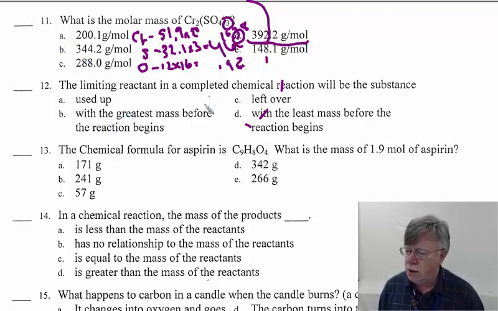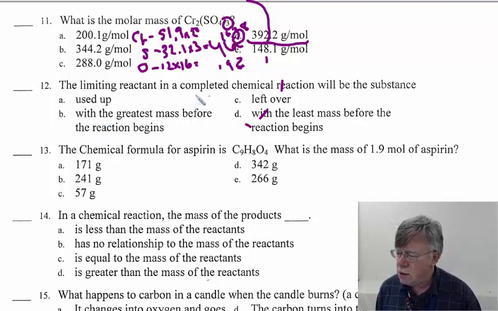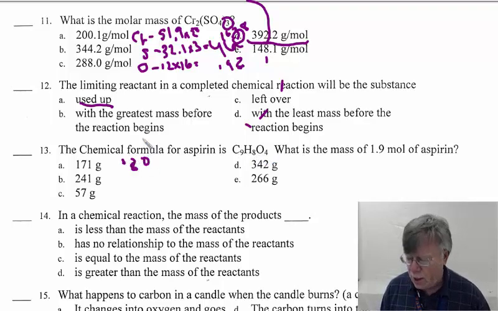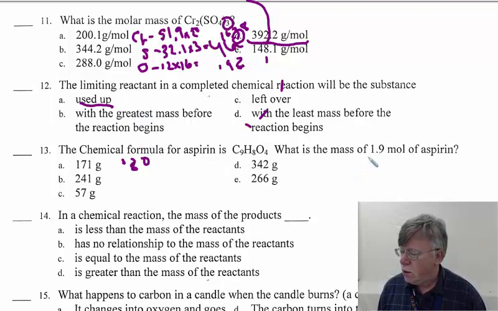Okay, now this is a quick one here. The limiting reactant in a complete chemical reaction will be the substance that's completely used up. It's going to limit the amount of product. Okay, the chemical formula for aspirin. If you add up the molar mass of 9 carbons and 8 hydrogens and 4 oxygens, you will find out that it's 180 grams. Okay, so at 180 grams, the question is, what is 1.9 moles?